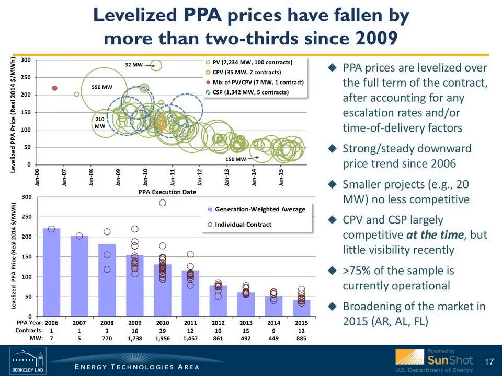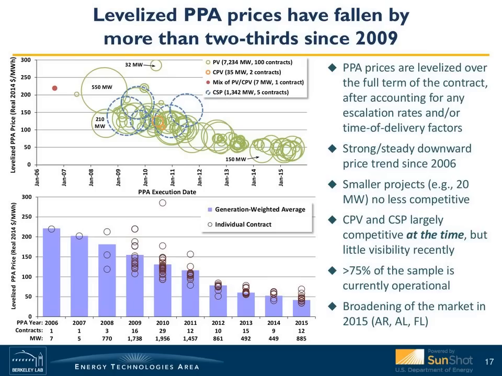So the downward trend here is pretty evident. It's been remarkably steady over time. It has flattened out a little bit in recent years, which is understandable given how low the pricing has dropped recently. The smaller projects, which are indicated by the smaller bubbles in the top graph, do not appear to be any less competitive than their larger counterparts.